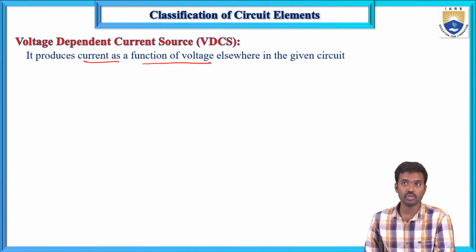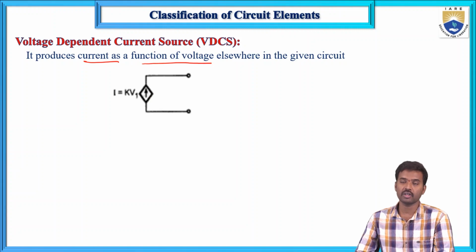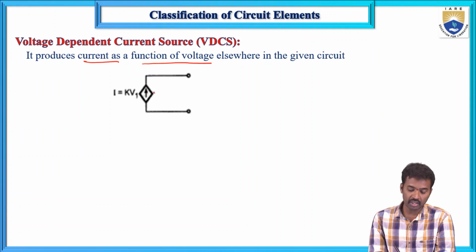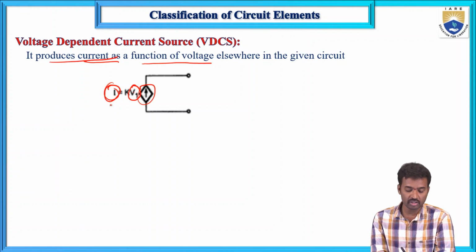And next, the voltage dependent current source produces a current as a function of voltage. The first one we discussed was a voltage source, but this is a current source. Current source means an arrow mark, whereas in the previous case, the voltage dependent voltage source had plus and minus inside. So inside the diamond is the arrow mark. This is the voltage dependent current source; it produces current as a function of voltage.